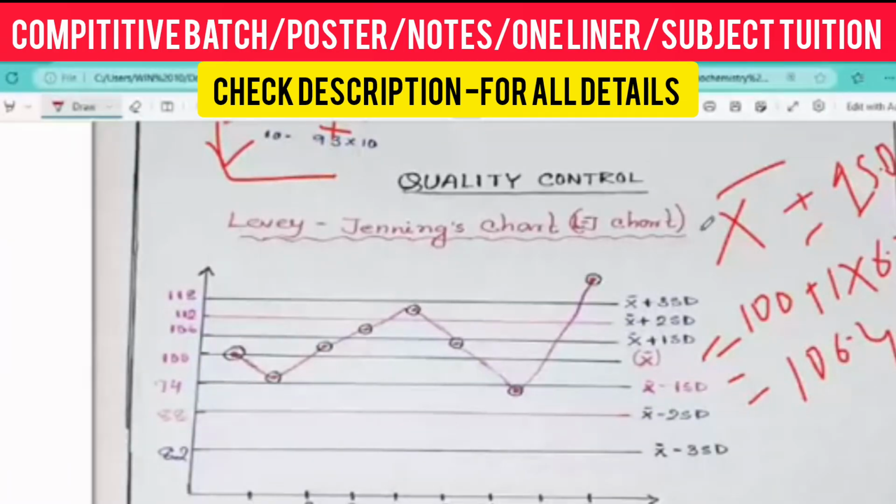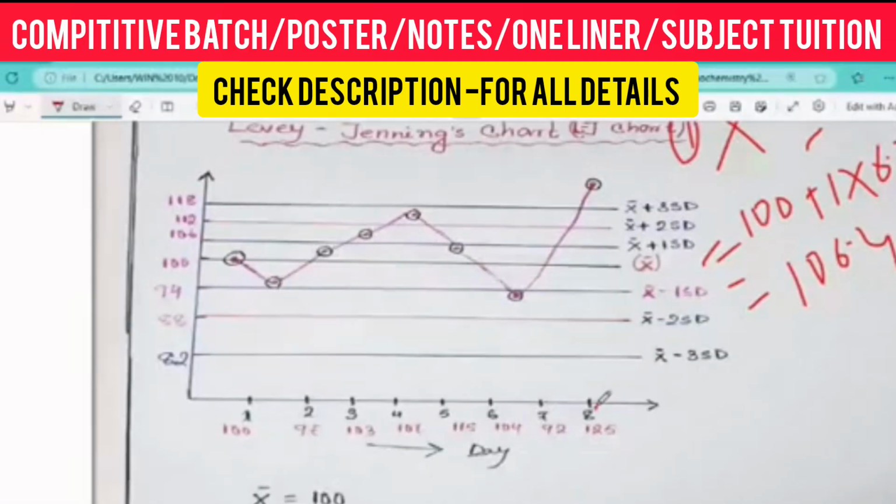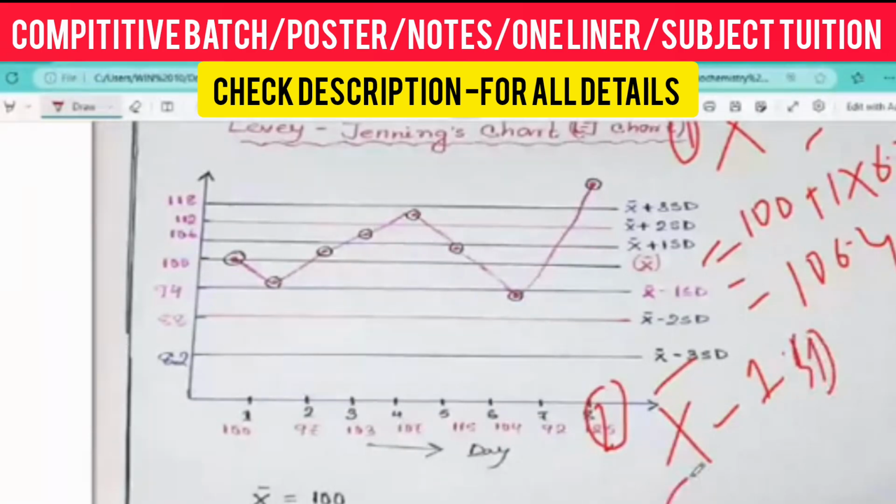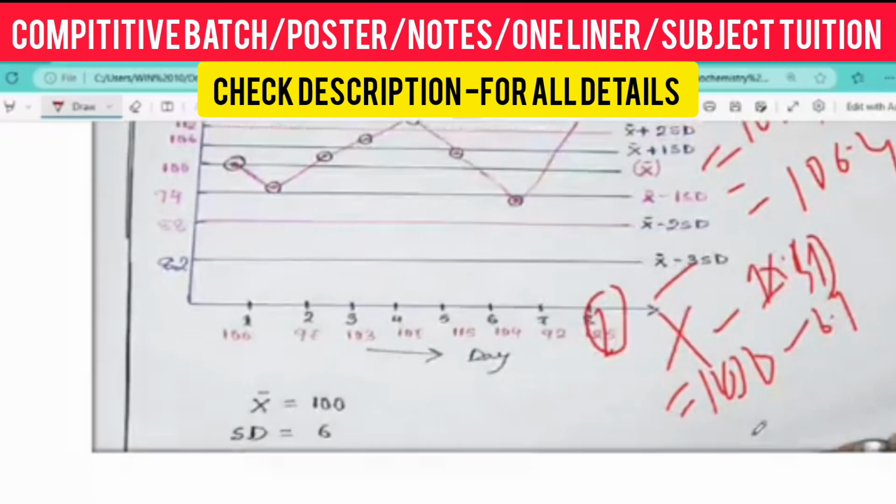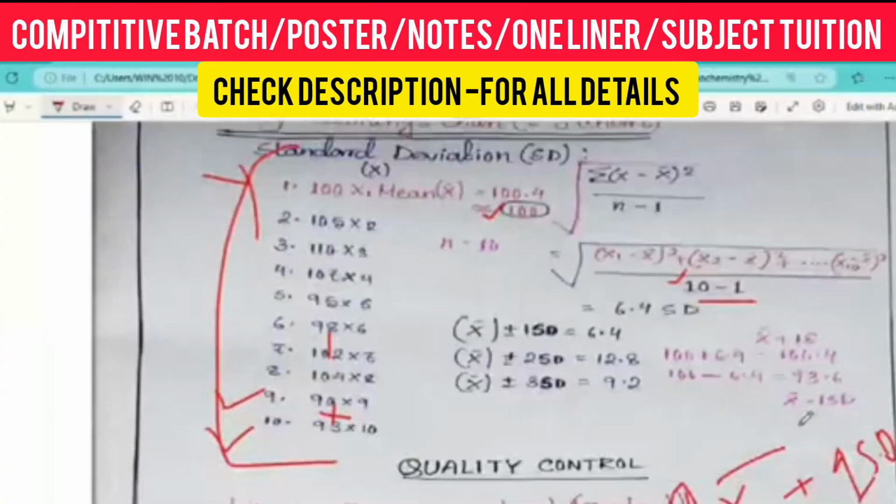106.4. That is the first. Second, if I am taking x bar minus 1 SD, it should be 100 minus 6.4. Yes or no? 100 minus 6.4 means 1 into 6.4, that is 6.4. So you are getting the result 104.6, right? Yes or no? 104.6. So the result should be like that.